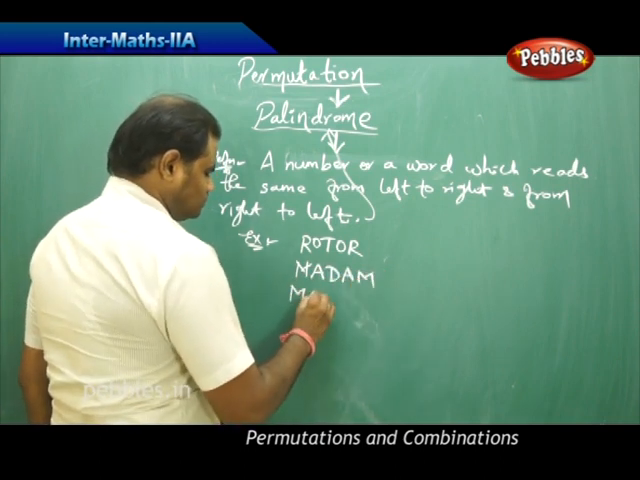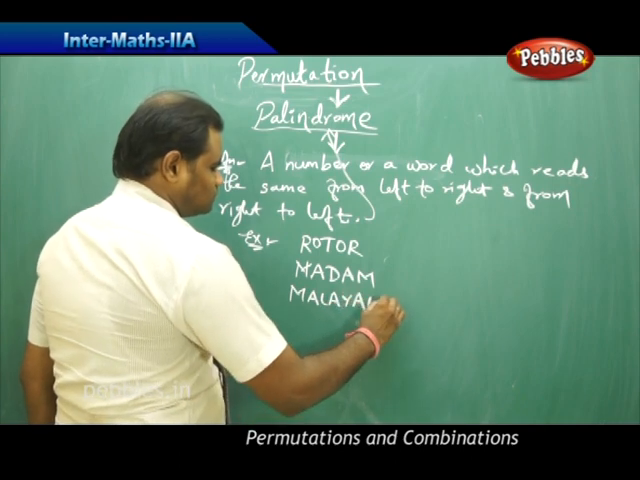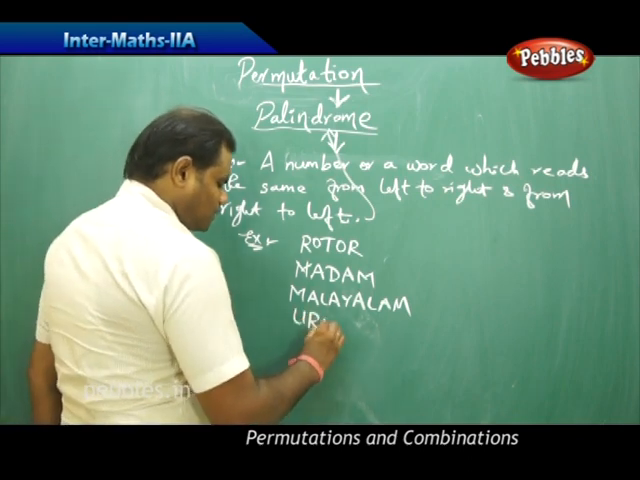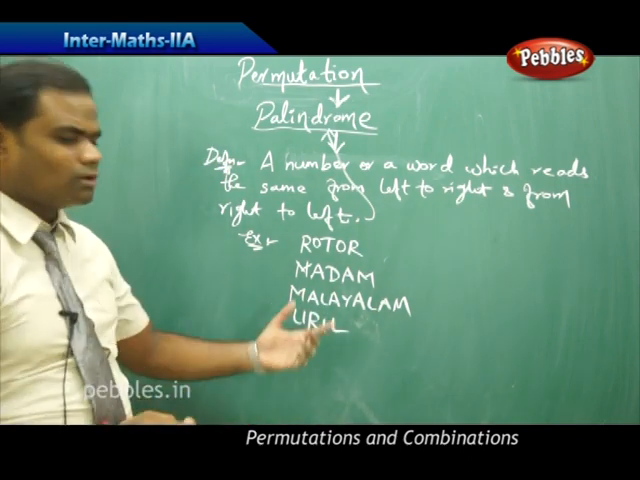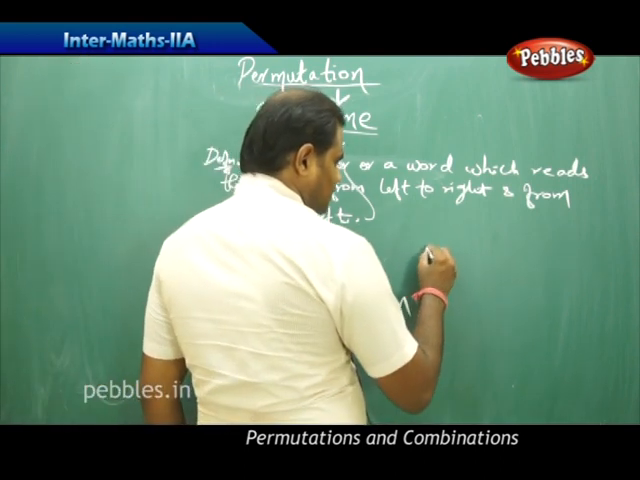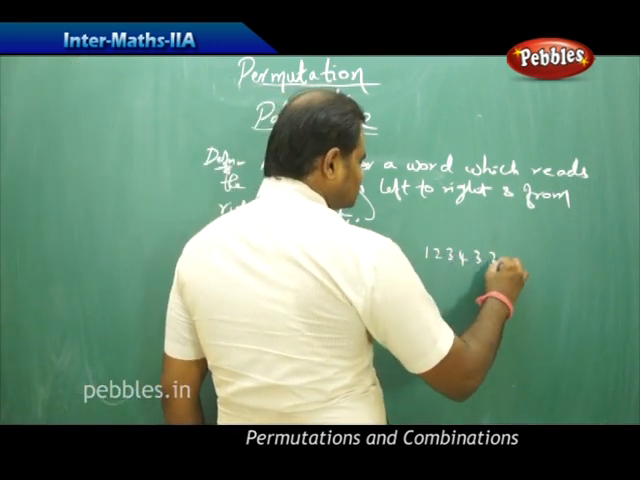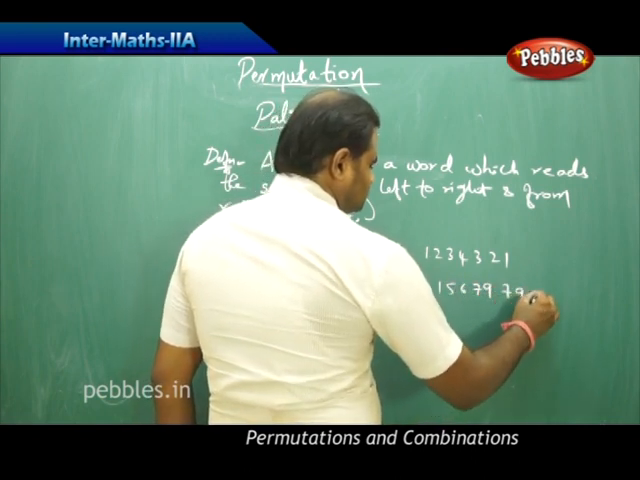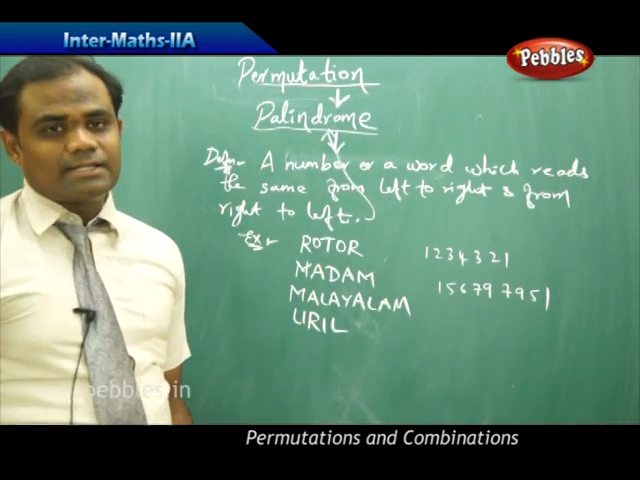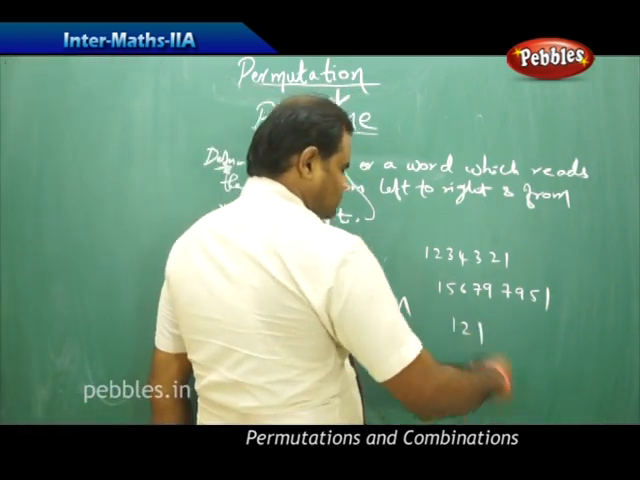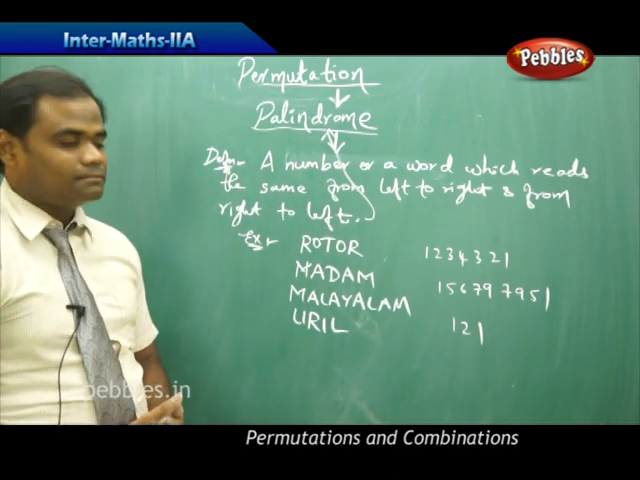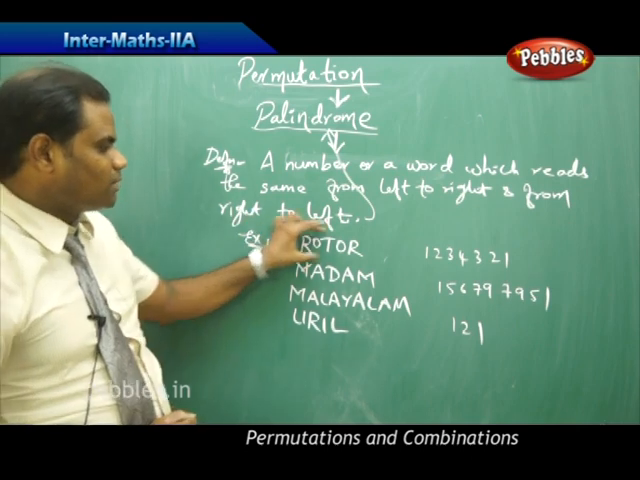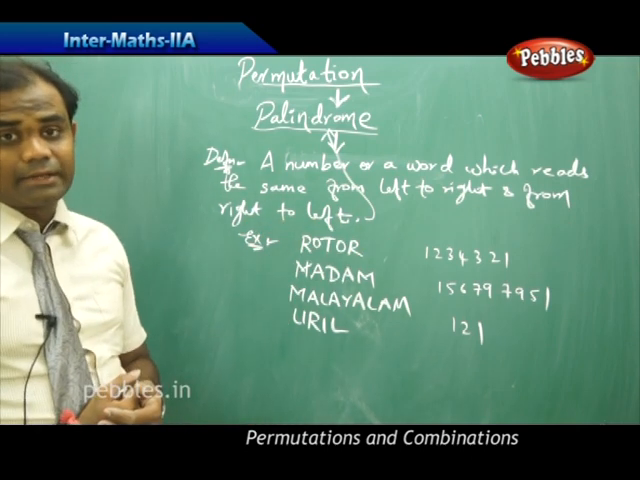Madam, all these, and even which you see in the advertisement, are all palindromes. And when I take numbers, these are all examples of palindromes which you see in daily life. So coming to these, we call them palindromes because when you read from right to left and left to right, they are the same.